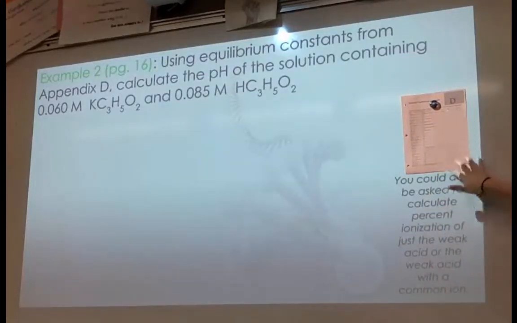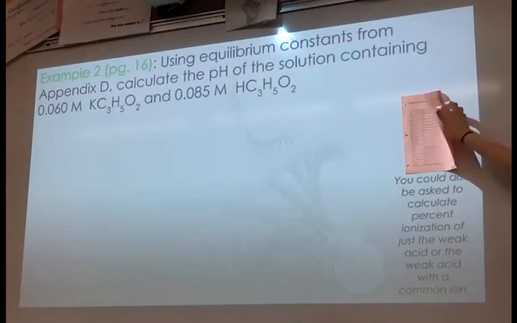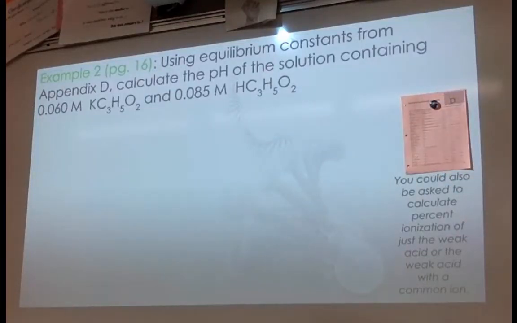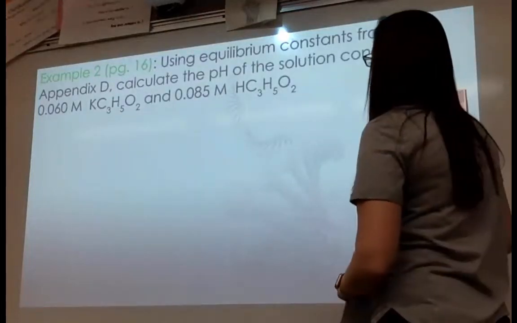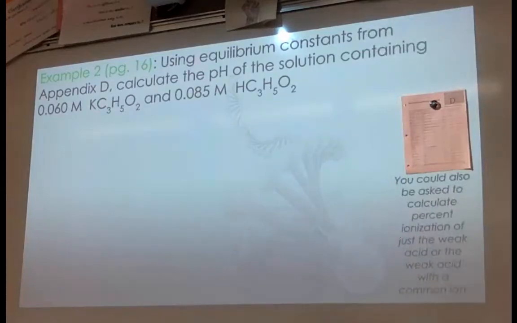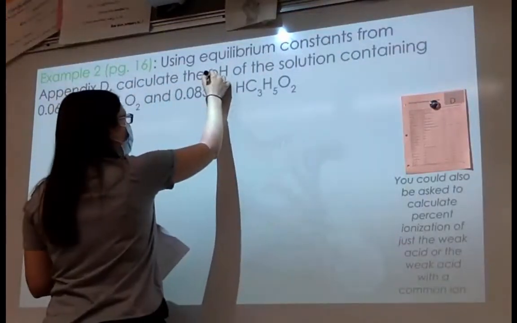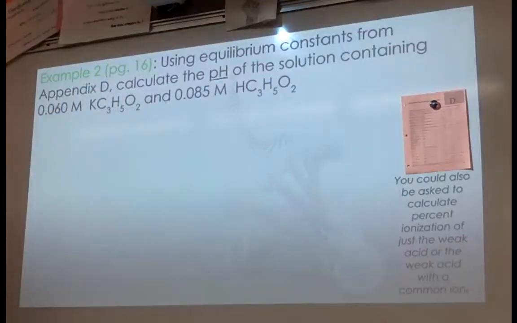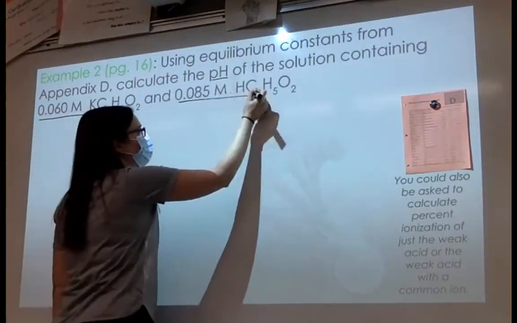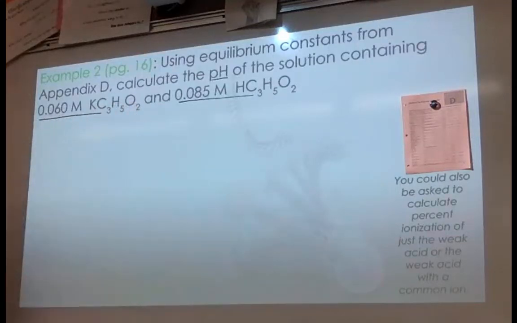So remember, on the front page of Appendix D, you have Ka. At the top of the back of Appendix D, you have Kb values. Kb values are for weak bases. So this says using equilibrium constants, calculate the pH. So my goal is to calculate the pH of the solution containing 0.060 molar KC3H5O2 and 0.085 molar HC3H5O2.